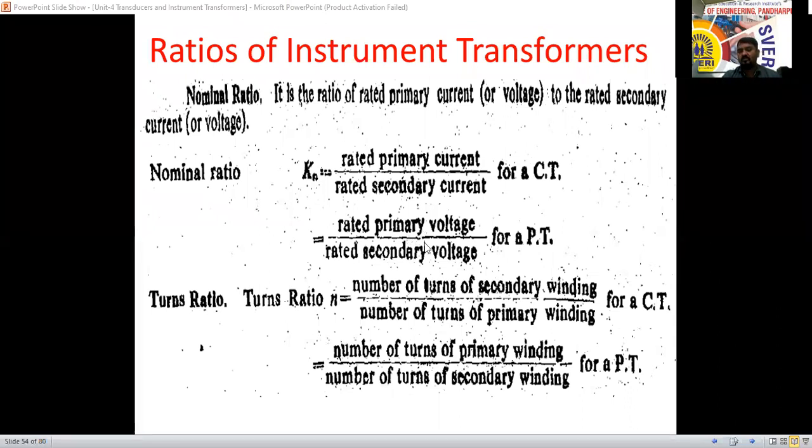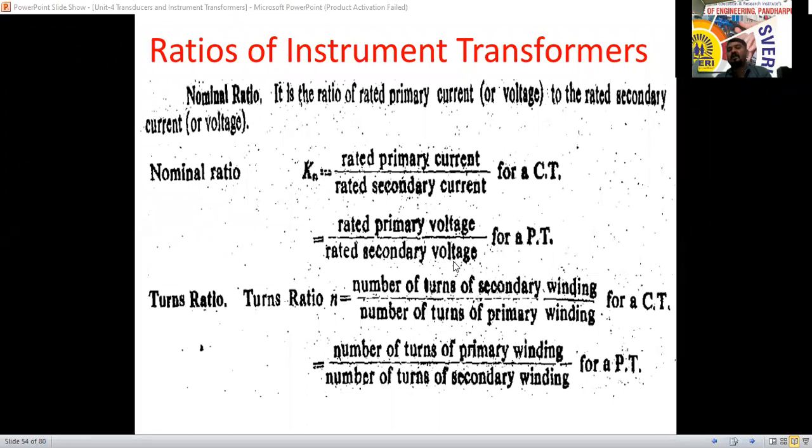secondary voltage. For the current transformer, rated primary current to the rated secondary current. For the potential transformer, rated primary voltage to the rated secondary voltage. So this is the nominal ratio definition. Next, the turns ratio will come.